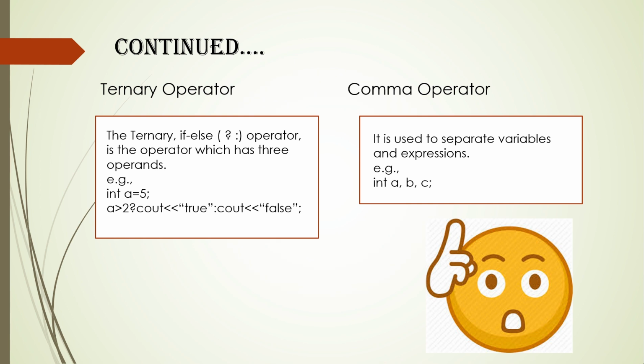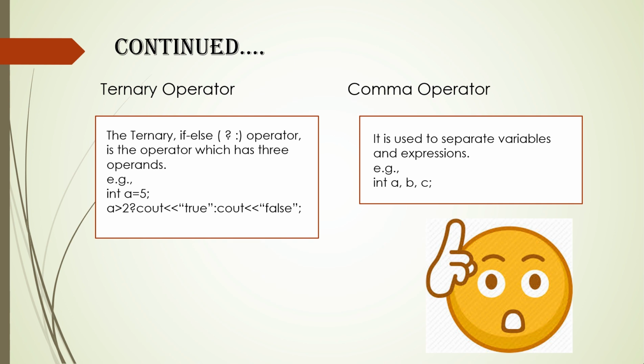Now the last is comma operator. By the name only, we get that it is used to separate variables and expressions. Suppose you have defined variables of int data type, then you can define them like int a comma b comma c, terminate it with semicolon. Here a, b and c are the variables separated by comma of the int data type.